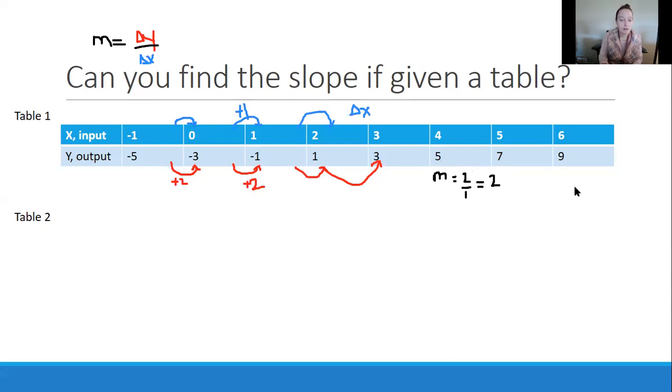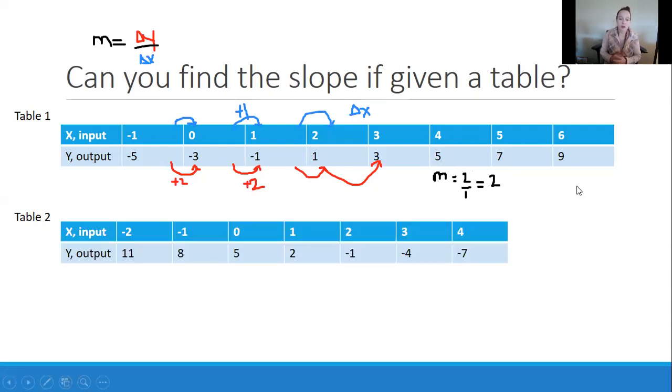All right, let's try the next table. I want you guys to try this table. See if you can find the slope for that table. Pause the video here and see if you can find it. All right, welcome back, guys. Hopefully you found that this slope is you are subtracting 3. So your slope is a negative 3.